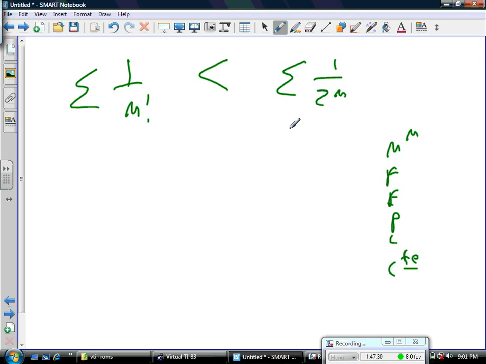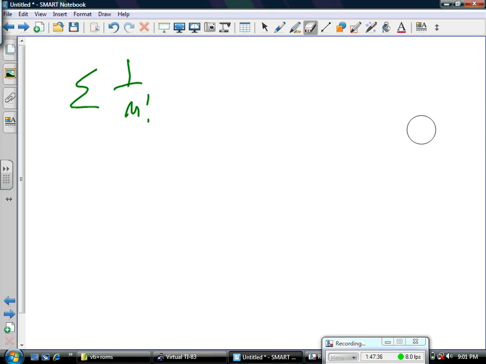Okay, now say you didn't know that. Here's another way to do it. This is called the ratio test. And this works really good when the comparison test fails, especially if you have factorials and or exponentials mixed in here. Okay? This is called the ratio test.